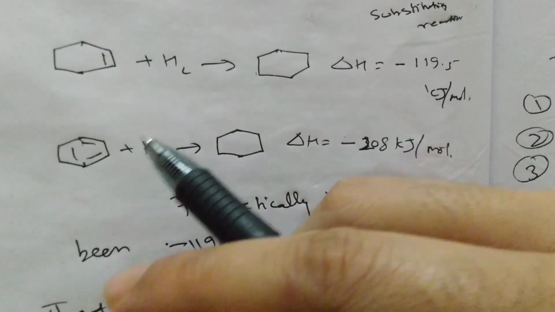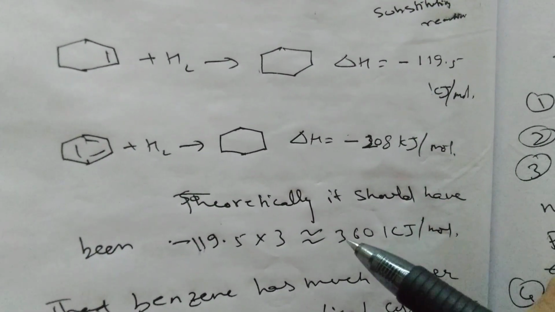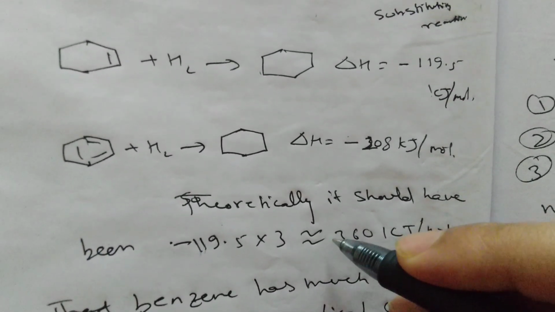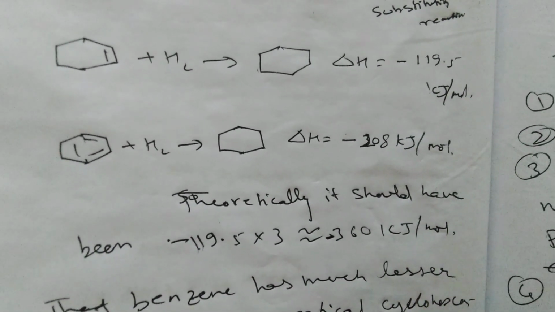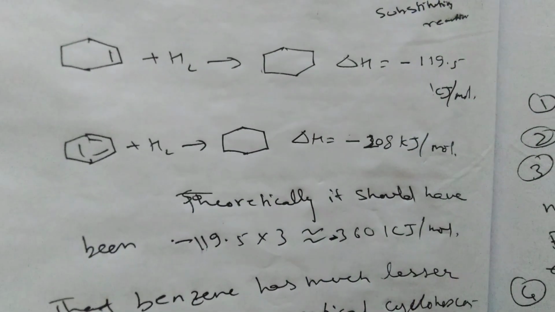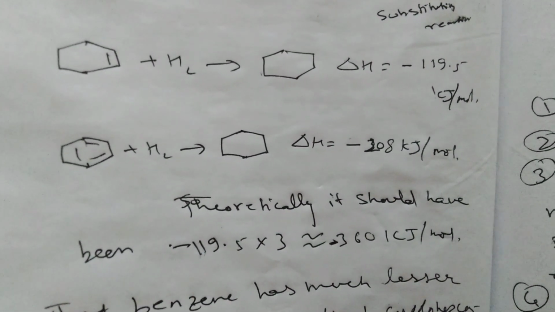So here, if reduction happens, it should be almost 120. So 120 into 3, it should release almost 360 kilojoules per mole. That much amount of energy it should release. But it's releasing only 208. That means this molecule did not have that much energy. If it does not have that much energy, from where will it release?